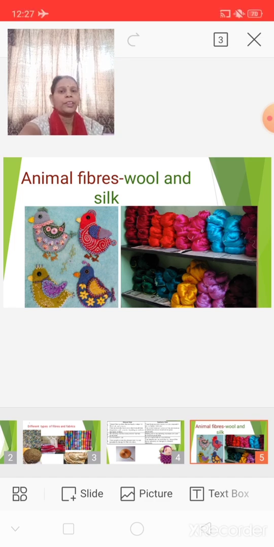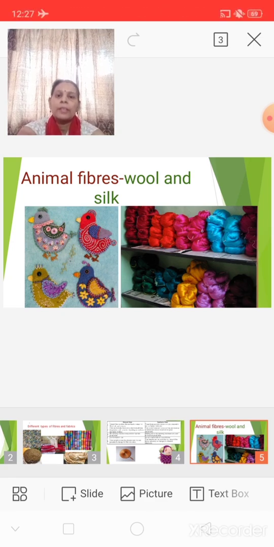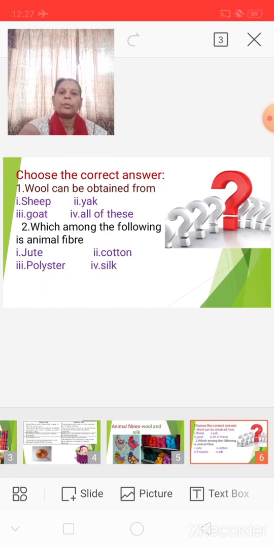Here on your screen you can see animal fibers, which have been classified into two: wool and silk. Now, before starting with the topic, I will start off with a question so that you will have an idea how the questions will be.